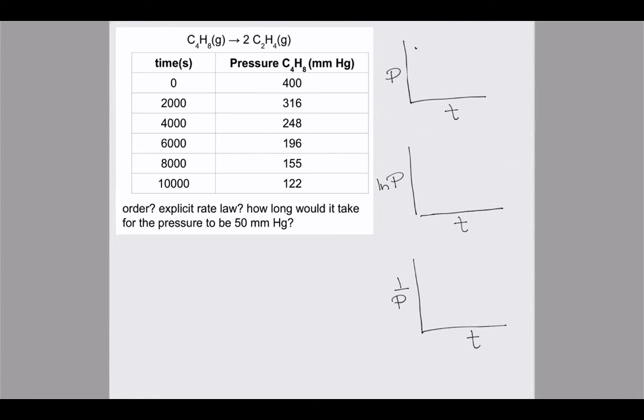When I took this data and graphed it, pressure versus time was not linear. So this is not a zero order reaction. Natural log of pressure versus time was looking pretty linear. But I graphed the third one just to confirm it, and as I had thought, we had a definite curve. So it's not zero order, not second order, but it is, because it's the most linear, a first order reaction. Now I know what order the reaction is.